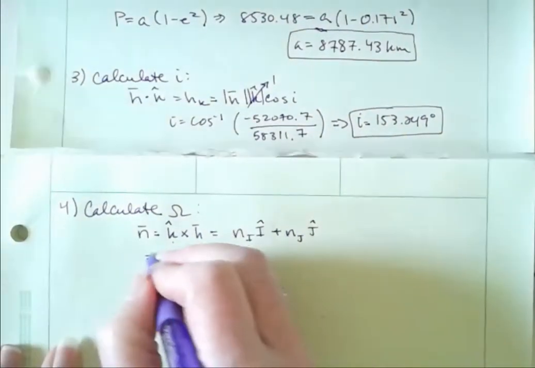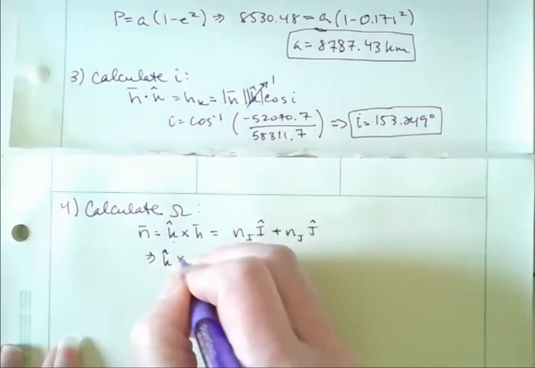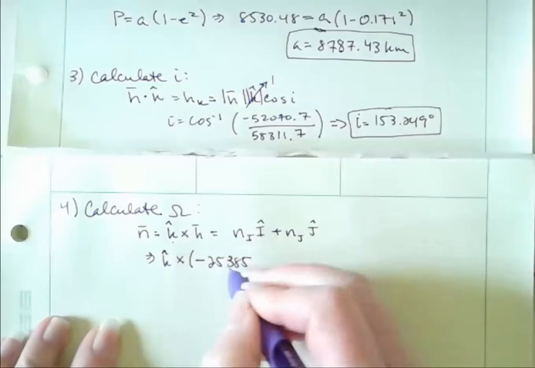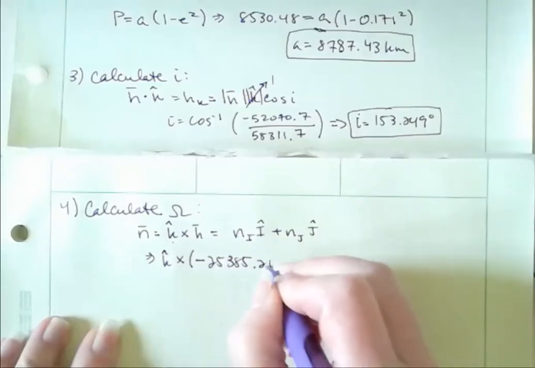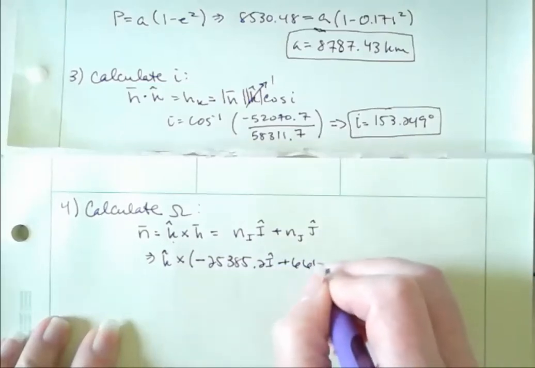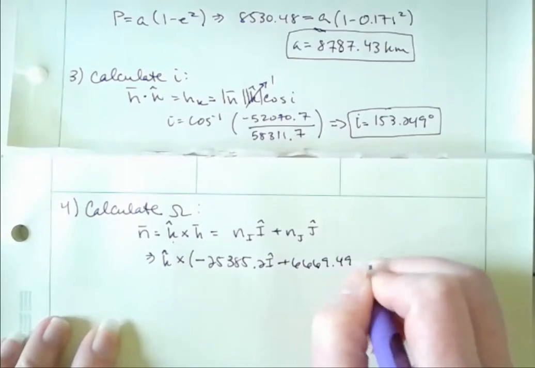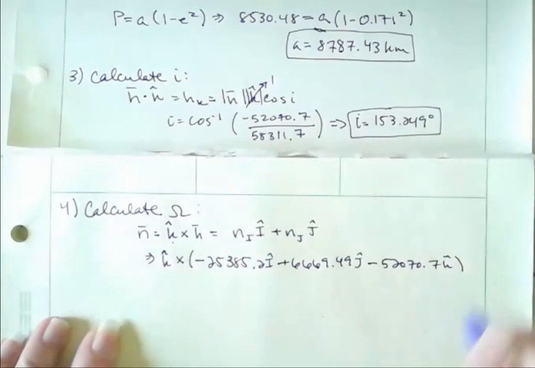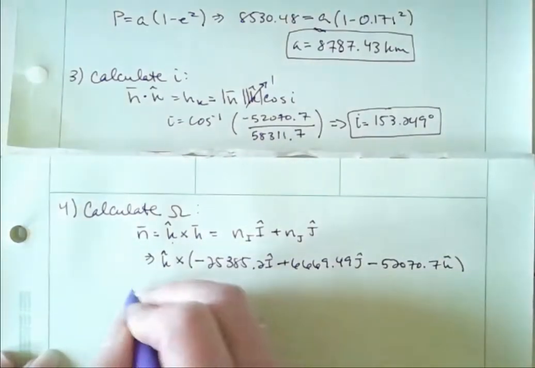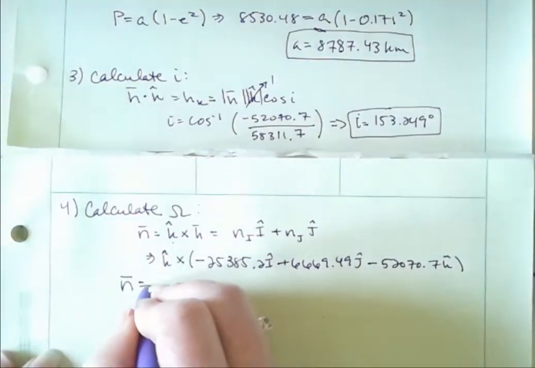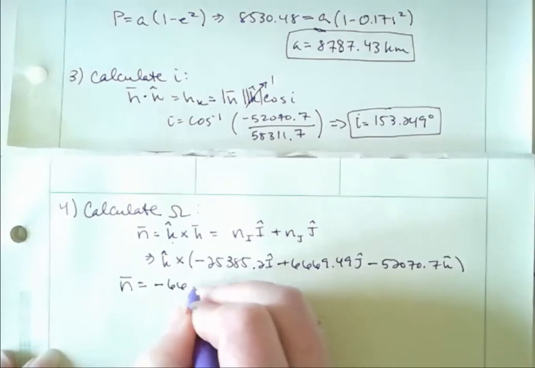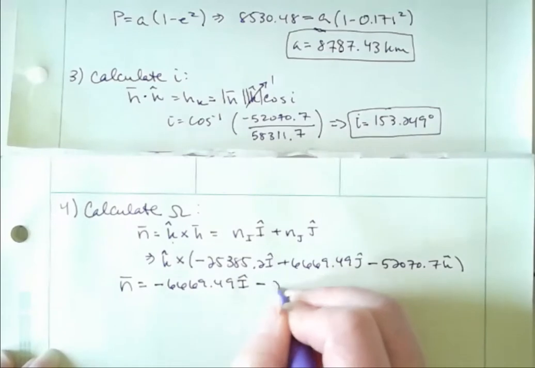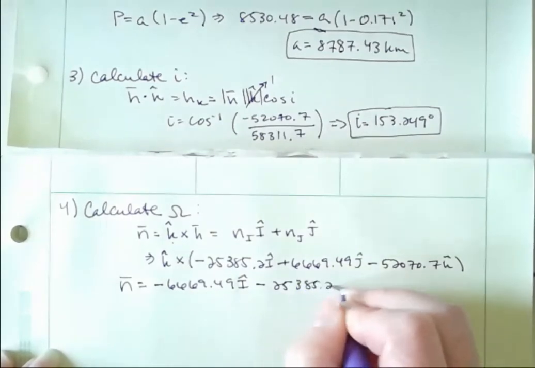so if we do that, let's write this down so we know what vectors we're using here. So we'll have k cross negative 25,385.2 I plus the 6669.49j minus 52,070.7k. All right, so do that cross product, and then your n vector will be negative 6669.49i minus 25,385.2j.